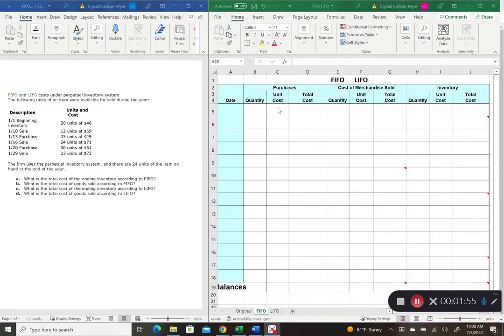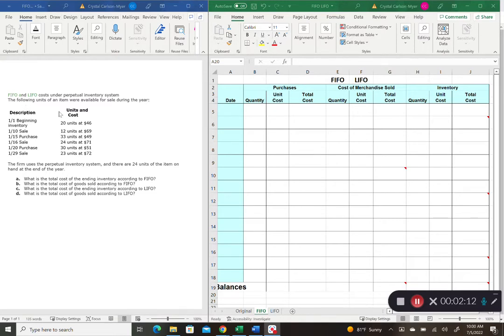The first column is for purchases. The second column is for your cost of merchandise sold. And then finally, inventory. Your answers to these types of problems are going to depend on what the actual question is looking for, so make sure to pay attention.